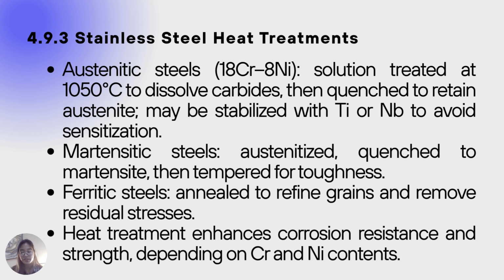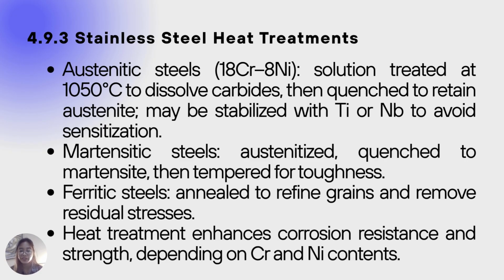Martensitic stainless steels. These are the hardenable grades, often used for knives, turbines, or tools. They are first austenitized, then quenched to form martensite, giving them high hardness. However, they are brittle, so they are tempered afterwards to improve toughness and ductility.